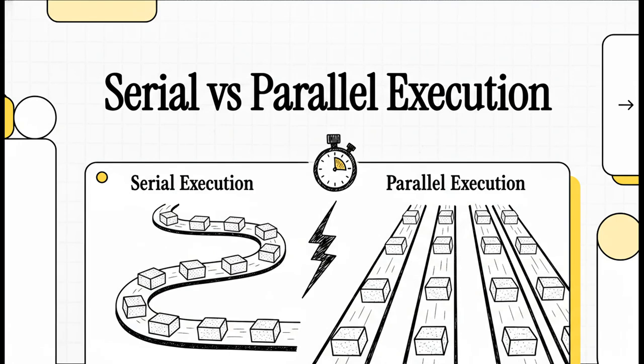So, have you ever really stopped to think about how your computer actually gets anything done? Is it like a super meticulous chef, carefully following a recipe step by step? Or is it more like a master juggler, keeping a dozen things in the air at once? Well, that's the core of what we're talking about today. Serial versus parallel execution, and believe me, it's a nonstop race against time.